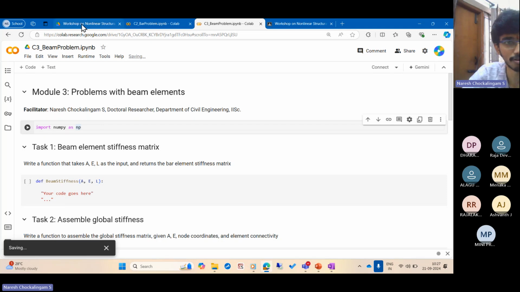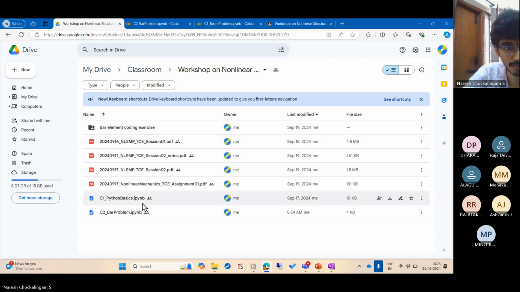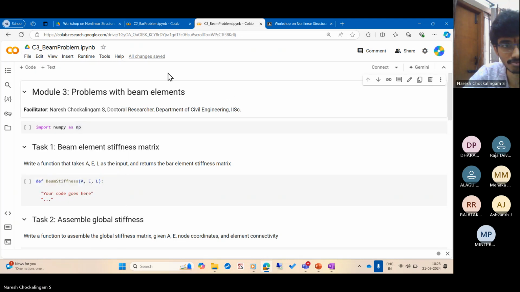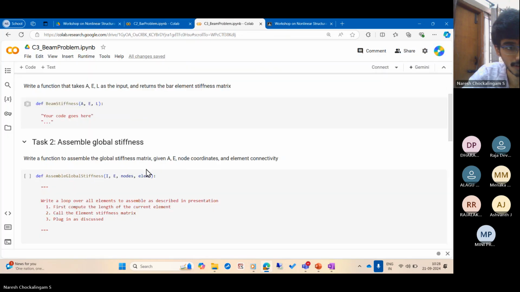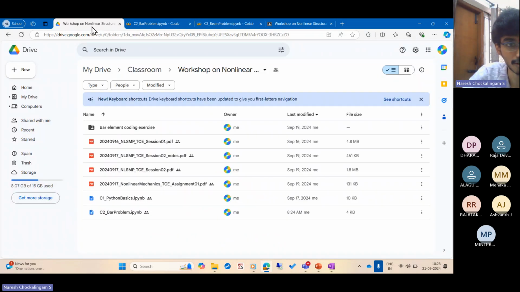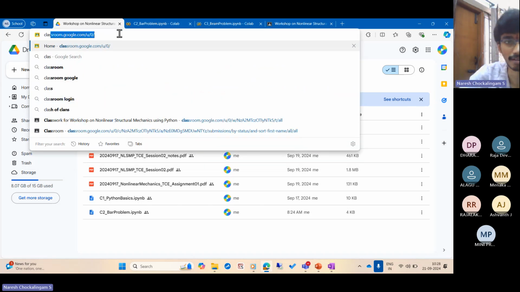So I don't know if I have uploaded it on Classroom. Okay, so this is the skeleton, code skeleton for the beam problem. I'll upload it to our drive. It's here.